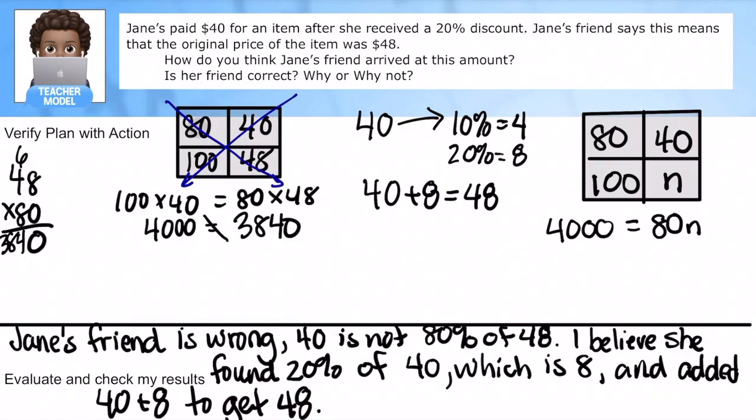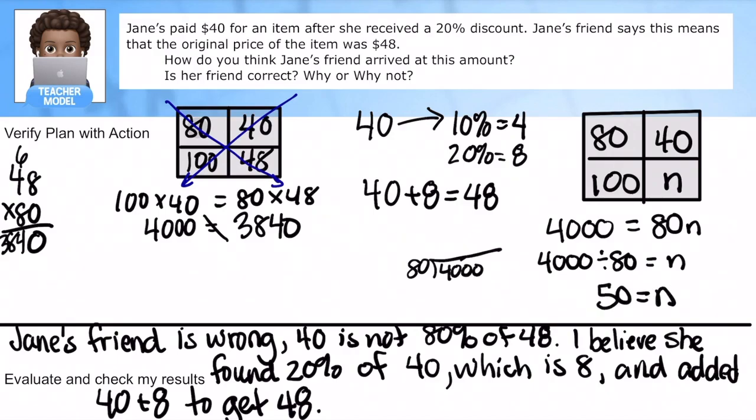We're going to rewrite this as division. So instead, we're going to get 4,000 divided by 80 to get our number. And when you do that math, 80 into 4,000, what you're actually going to get is 50. And so that was the original cost of the item.